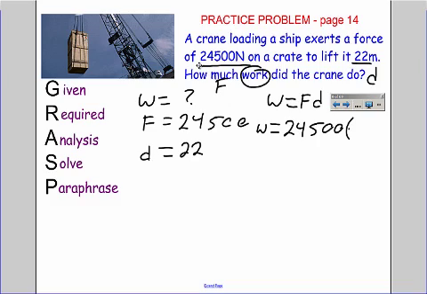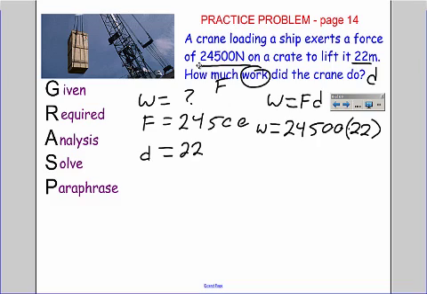We're either going to put the two numbers beside each other or put a dot in between them. We're not going to use a multiply symbol. So, times 22. Okay, now we have our work done. We have our formula. We have our work.